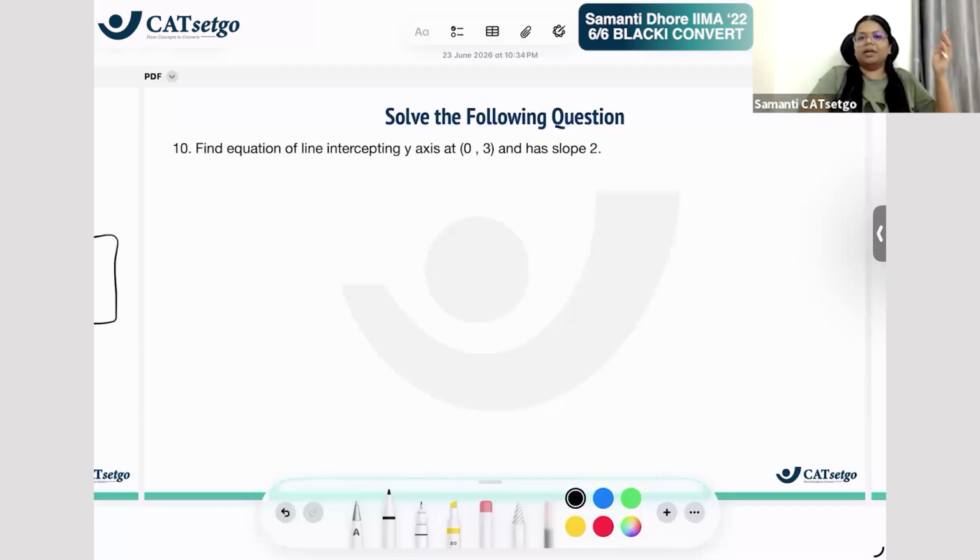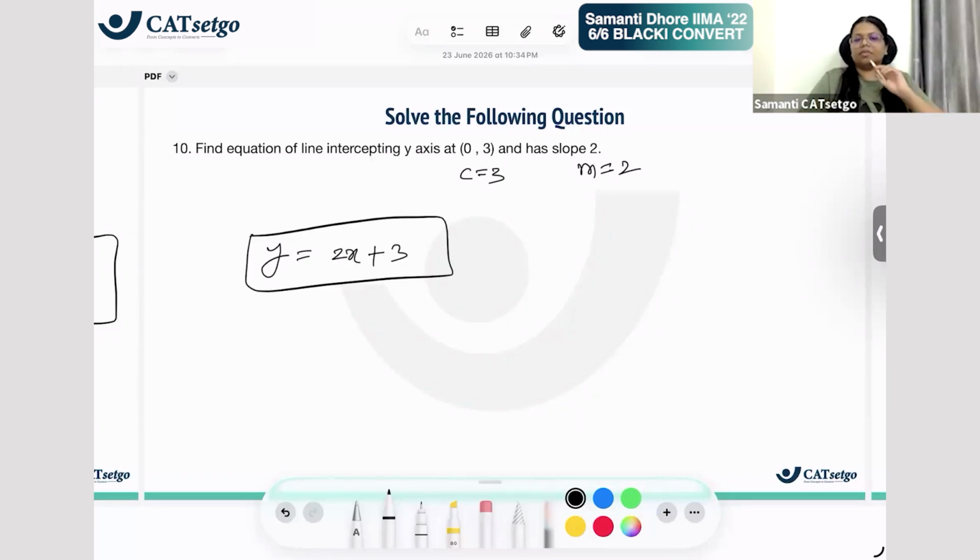Let us solve these questions fatafat. Be quick and solve these questions. Find the equation of the line that is intercepting the y-axis at 0, 3. मतलब c की value है 3, है ना? 0, 3 मतलब c की value is 3 and m की value, the slope, is given as 2. What is the equation of this line? y is equal to mx plus c. Right? This is the equation.